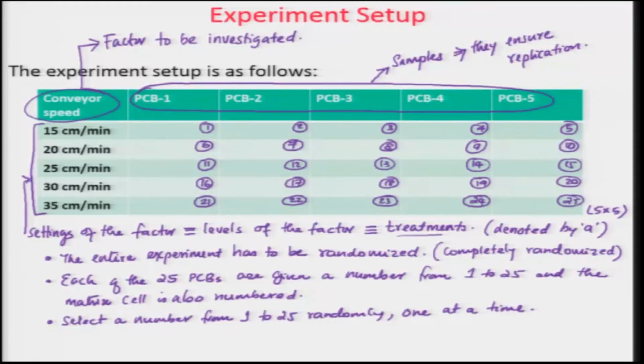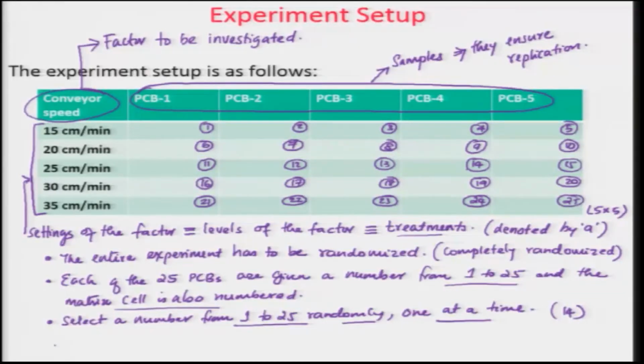So, what I am doing is, first I have 25 PCBs with me, each one numbered 1 to 25, and each matrix cell also has a number from 1 to 25. In this case, there are 25 cells here, right? So, they are also numbered. Then I randomly pick a number, one at a time, and let us say for example I pick 14. Then I find out where 14 is in the matrix: that is 25 centimeters per minute, and the column of PCB 4, right.